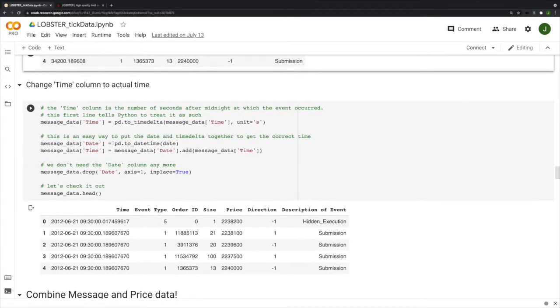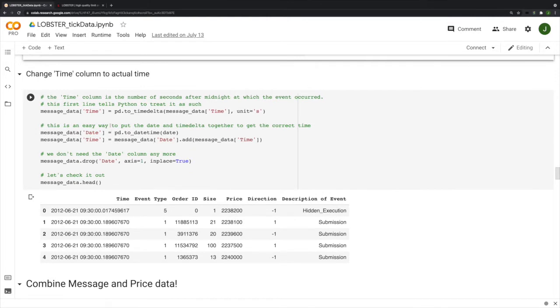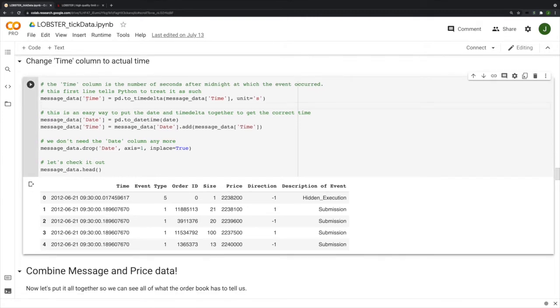And then I changed the time to the actual time. So time is in the number of seconds since midnight. So the first thing to do would be to change the time column to a time delta in seconds.